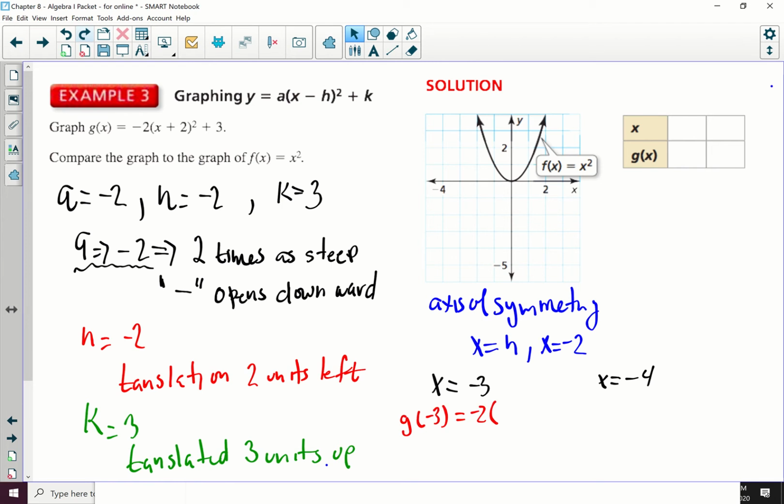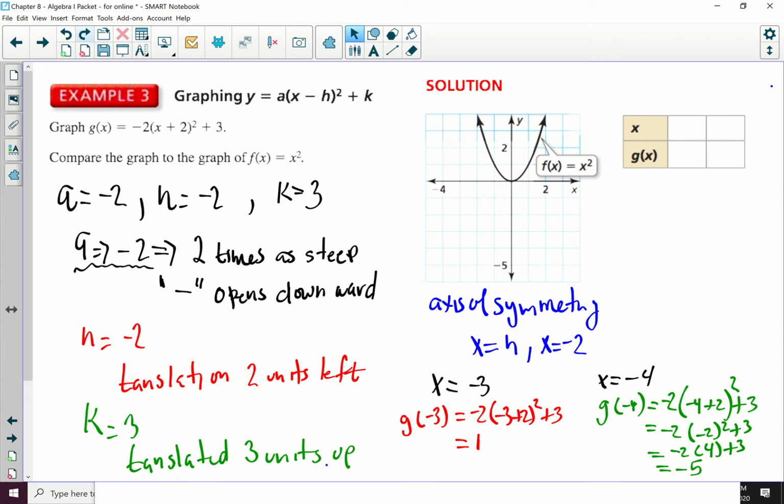So we have g of negative 3 is equal to negative 2 times the quantity negative 3 plus 2 squared, all plus 3. Put that in your calculator, we get that that is equal to 1. Then we're going to substitute a negative 4 into that same g of x function. Do a little bit of substitution. This is what it looks like. And then solve. You can solve this by hand or throw it all in your calculator. We get that g of negative 4 is equal to negative 5.